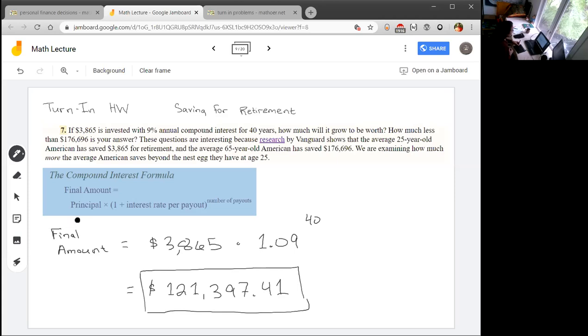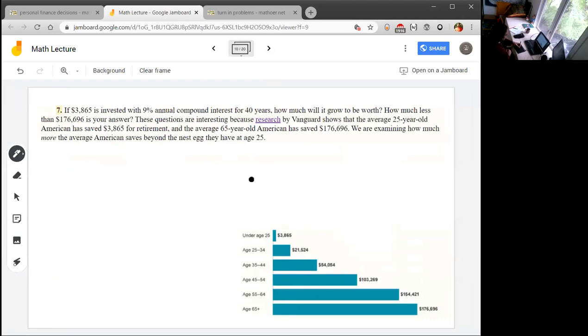Okay, why are we picking these numbers? Who invests $3,865? Why 9% and why 40 years? That's because somebody did some research, the company named Vanguard, and the average person in the US under age 25 has saved up $3,865 for retirement.